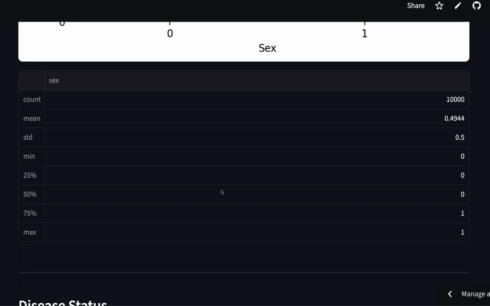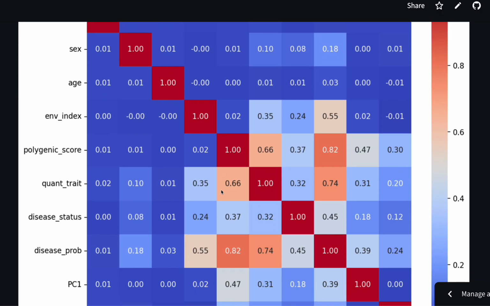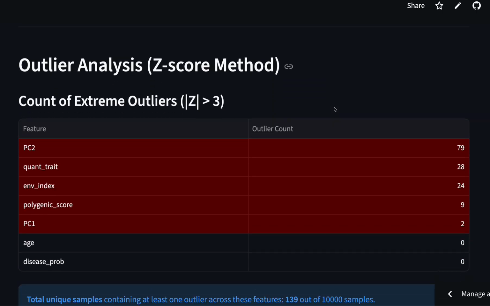The count histograms for the categorical data and the correlation matrix between the categorical variables. Then the full correlation matrix with all the variables and the PCA graphs. Then we have our outlier analysis with both box plots and the z-score.